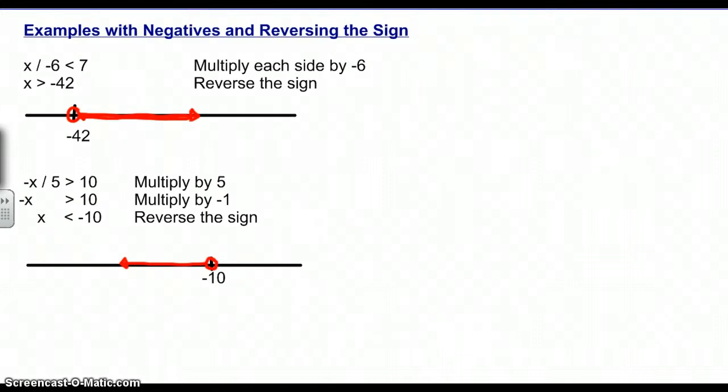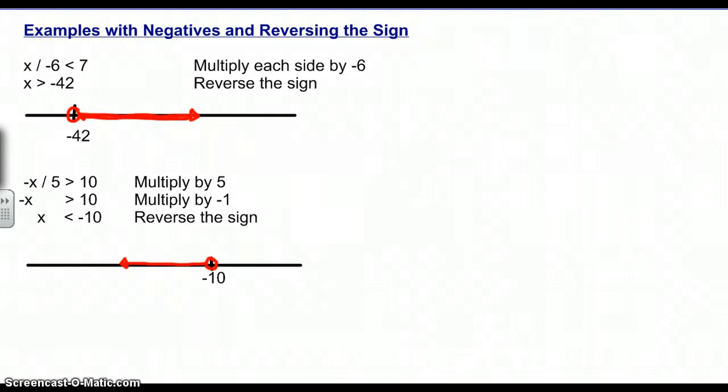Now let's take a look at what happens when we multiply with negative numbers and how we reverse the sign. When we have x divided by negative 6 is less than 7, you need to multiply each side by negative 6 to solve for x. When you do that, you get x on the left-hand side, but you have to reverse the sign of the inequality to make it greater than, so it becomes x is greater than negative 42. On the number line, you draw an open circle on negative 42, and you would draw the arrow to the right-hand side, since x is greater than negative 42.